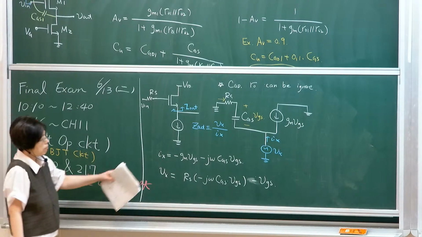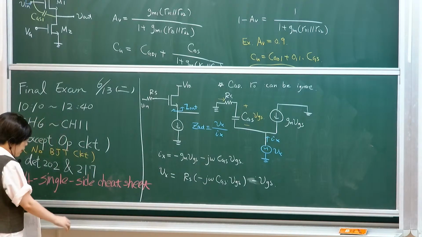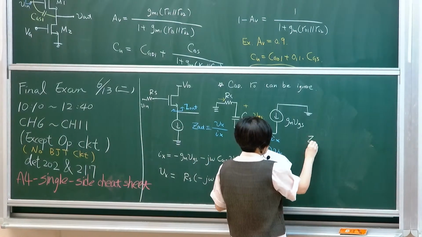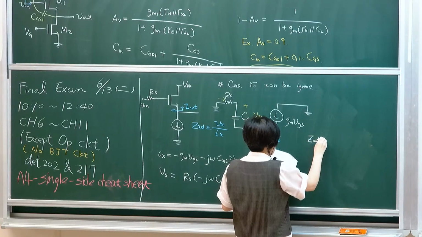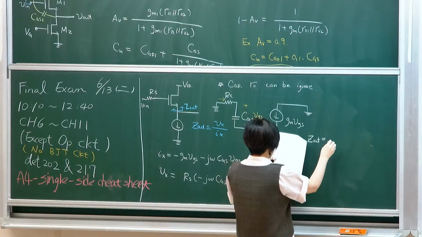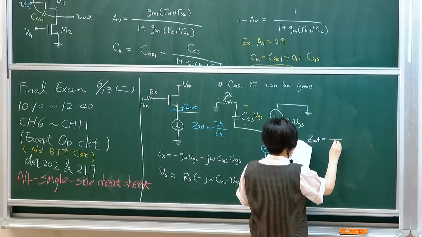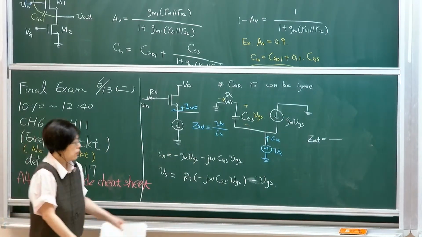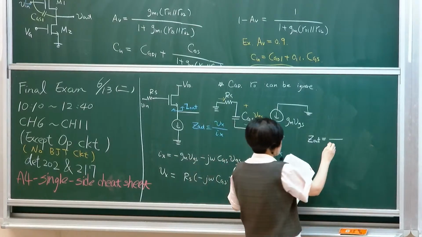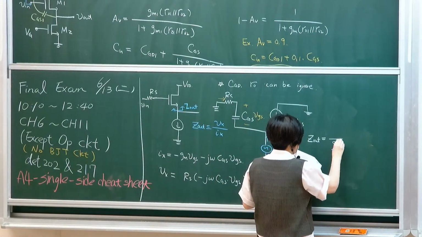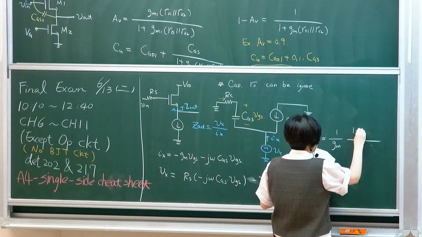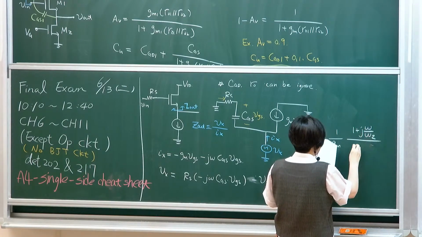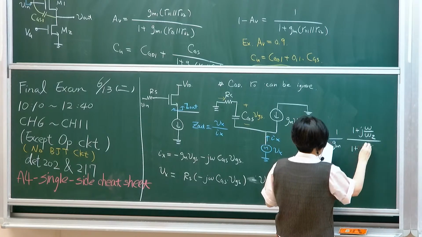Okay? So once you have that, we can construct our output impedance. After getting rid of VGS, let me just write down the result. It's gm over 1 plus j... You can do the rearrangement. It also comes with poles and a zero.